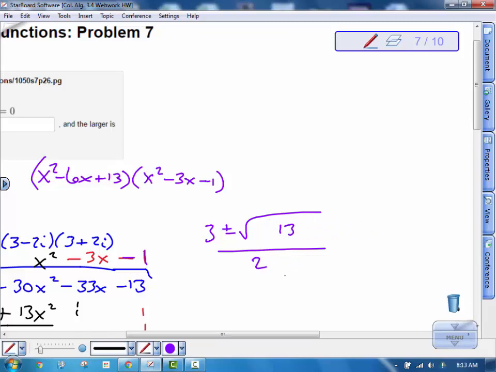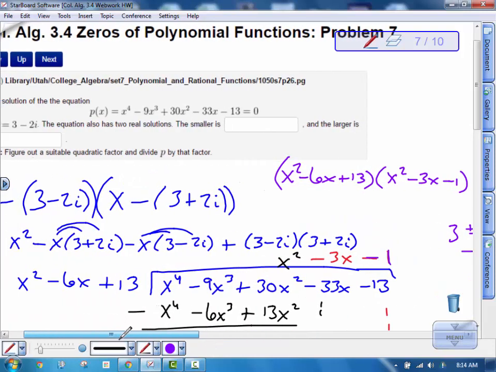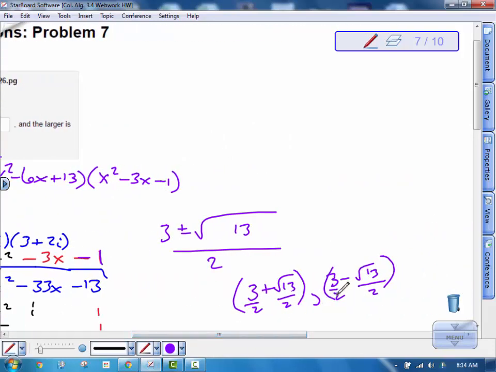So my answers are 3 plus the square root of 13 over 2, and then also 3 minus the square root of 13 over 2. And you might want to do the 2 into both of these like this. Might be easier to enter in that way. But those must be the two zeros that they're looking for. And they want the smaller one first. Obviously the smaller one's when we subtract. So there's the smaller, and there's the larger.